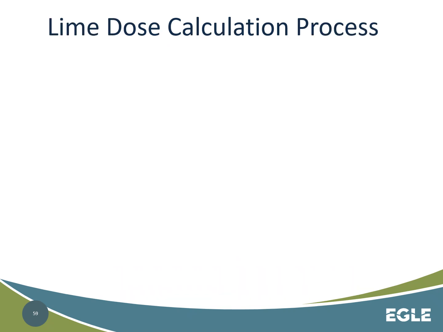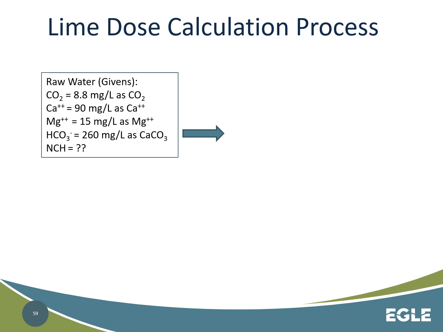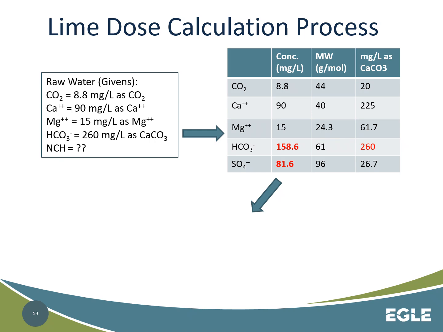Let's put some numbers on this process. Here we are given some raw water parameters. We have our CO2, calcium, magnesium, and bicarbonate. This problem is also giving us a hint that we need to calculate the non-carbonate hardness. Let's think back to our previous slide where we gave the steps to solve a softening problem. Step 1 was to convert all the units to something similar. I cannot add calcium and magnesium here to get total hardness. First, I have to convert. So now you see this table with all of the units converted to milligrams per liter as calcium carbonate.